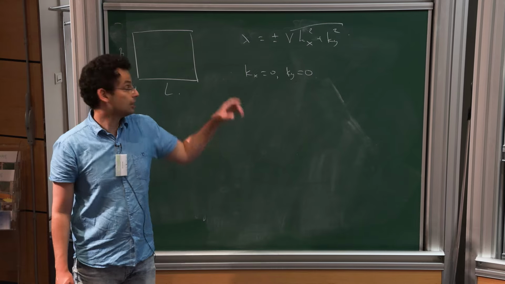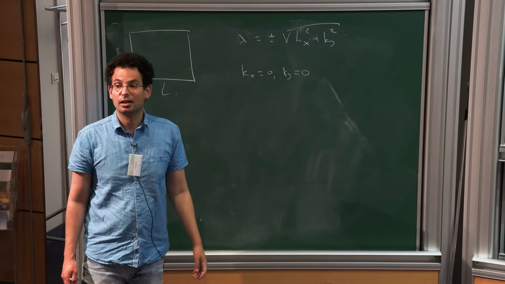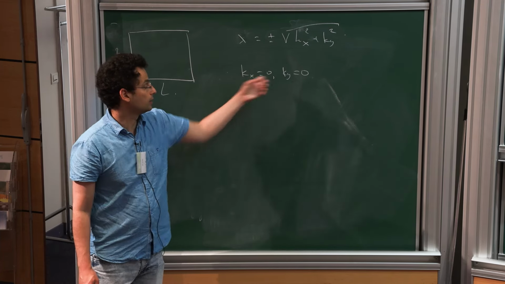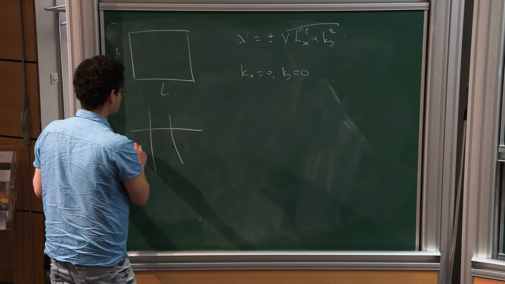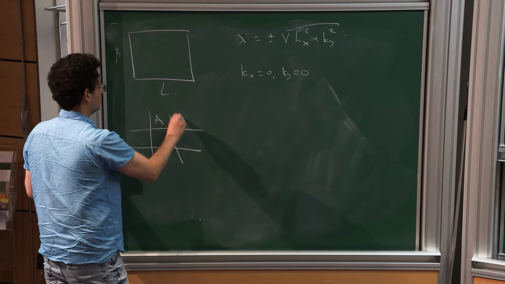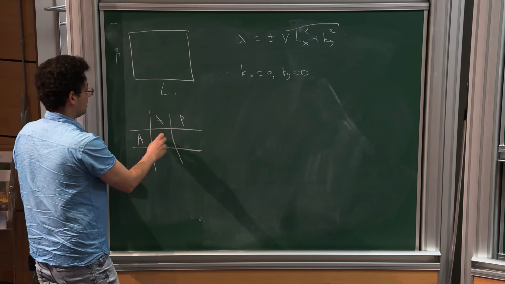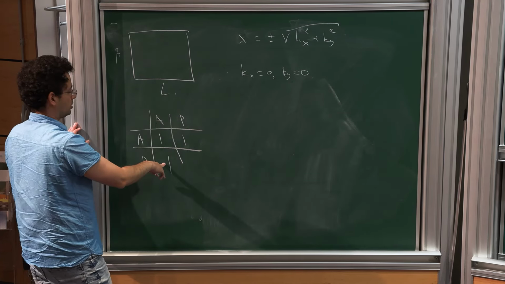So when you have anti-periodic boundary condition along either of the two directions, there is no zero mode. So the only zero mode appears when you have periodic boundary conditions along both directions. So anti-periodic, periodic, anti-periodic, periodic. So here, everywhere, the number of zero modes is 0. The partition function is 1.